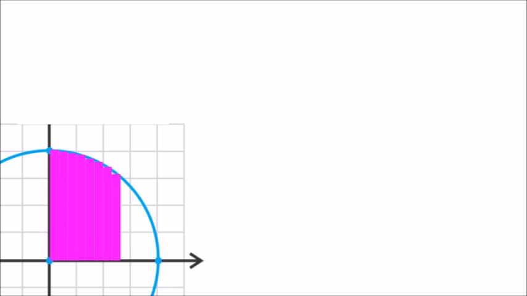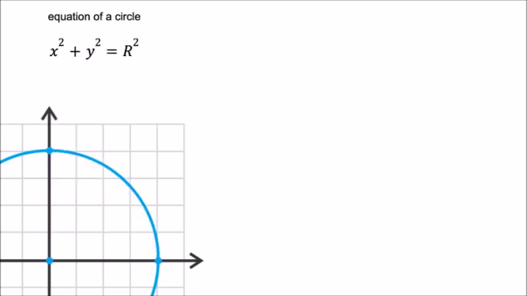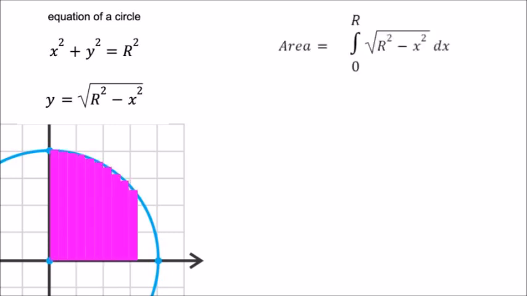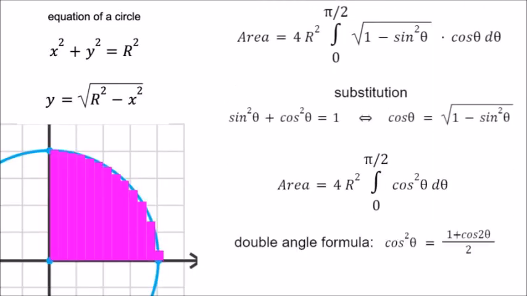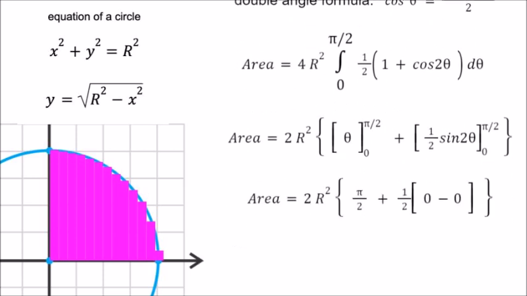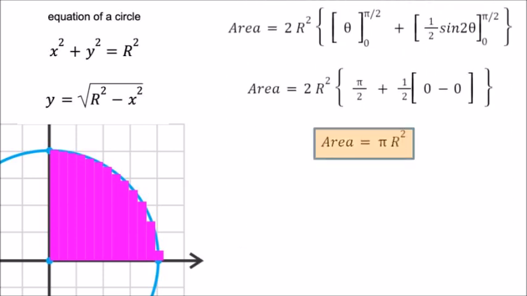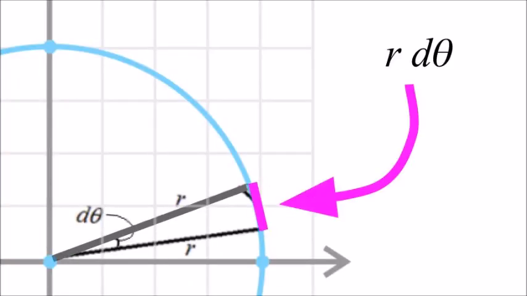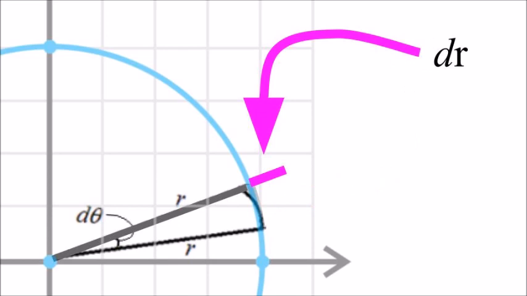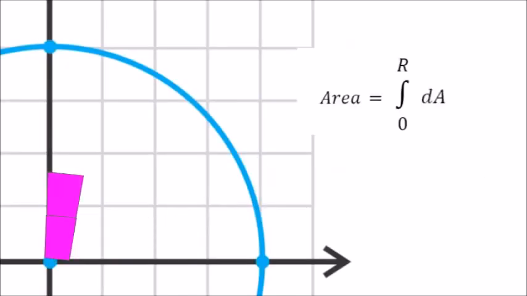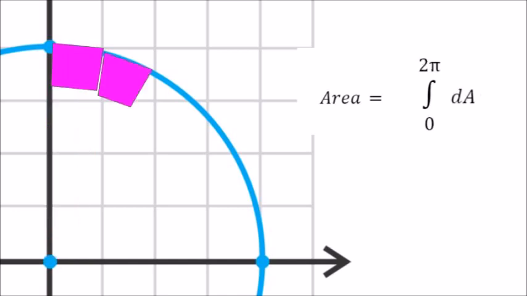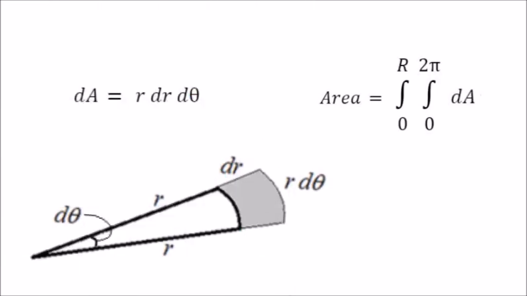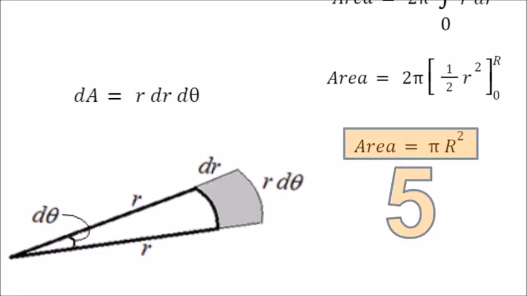Why? Because you've seen this type of integration many times before. y as a function of x. Heights added from x equals 0 to r, times 4. A bit complex. Let's change the coordinates and substitute and use the double angle formula and integrate. Great. Fast but great. Before we zoom in, a closer look at ds, which is r dθ, and dr, that's dA. Add up this area from 0 to r, and then swing it around from 0 to 2π, a double integral.